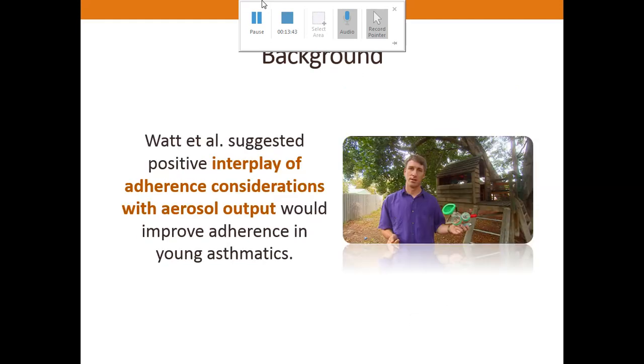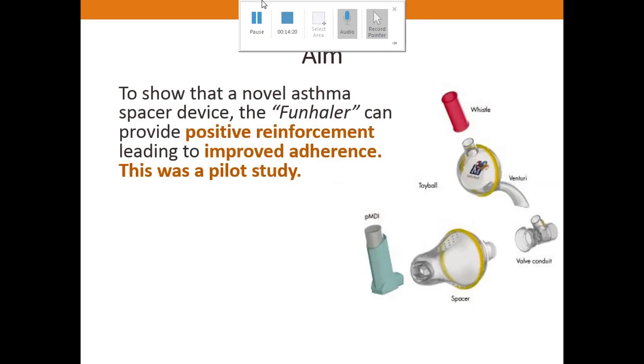Research suggested that if you can have this interplay between adherence considerations and aerosol output, it would improve adherence in young asthmatics. So think about the reasons why children don't want to adhere to it, don't want to use the spacers, and then be thinking about how much they need it. Then there needs to be an improvement in the number of times that they use them, in their use of the treatments that they are given.